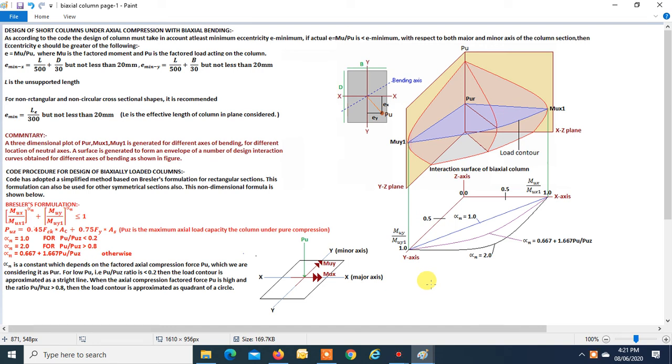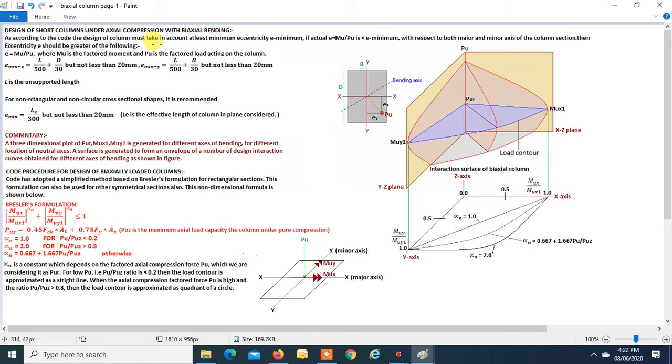We will design a column under axial compression with biaxial bending. According to the code, the design of a column must take into account at least the minimum eccentricity, e_min. If the actual eccentricity e = Mu/Pu is less than e_min with respect to both the major and minor axis of the column section, then the eccentricity e should be the greater of the following.